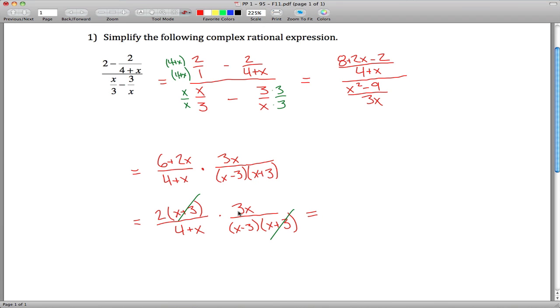So what we have is 2 times 3x, which is 6x, divided by 4 plus x. Maybe I'll write x plus 4. I like having the variable first, although really it doesn't matter. Times x minus 3. And now we're all done. There's nothing we can simplify further, so we'll call this the answer. And that's the end of the first perfect problem.